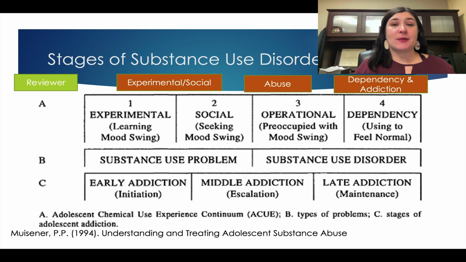Then B are the types of problems. There is the substance use problem and the substance use disorder. And then C is stages of adolescent addiction. There is early addiction, which is that initiation of drug use. Then there's middle addiction, which is an escalation of use, as well as late addiction, which again is that maintenance or continuance of using in order to feel normal.